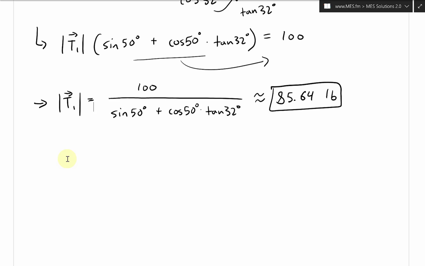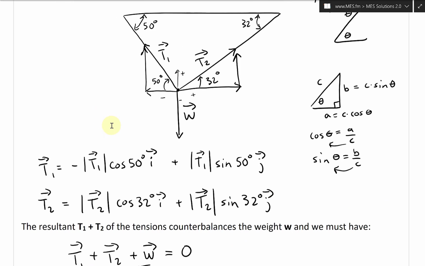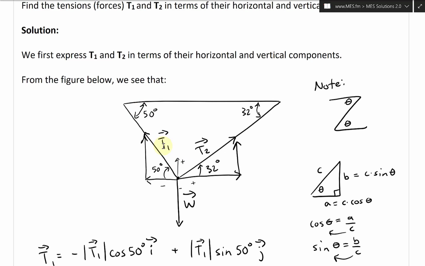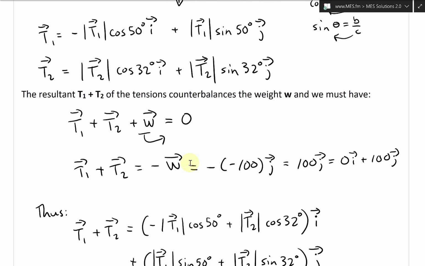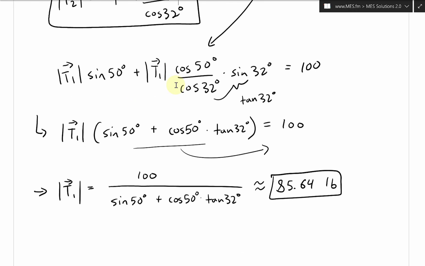But now the T2 should be less. That's one thing we should notice: because this angle's steeper, the T1 should be larger than this T2. Now the T2, we know that is this part right here. We could throw in our value for T1, and I'll do a calculation check soon. So we throw the value in for T1 and then times it by cosine 50 over cosine 32.